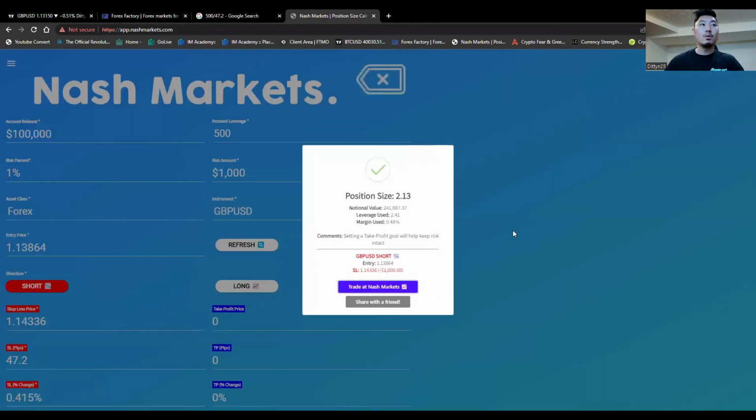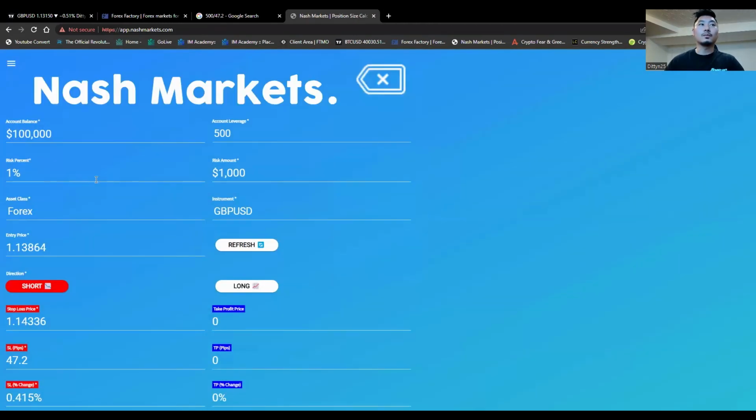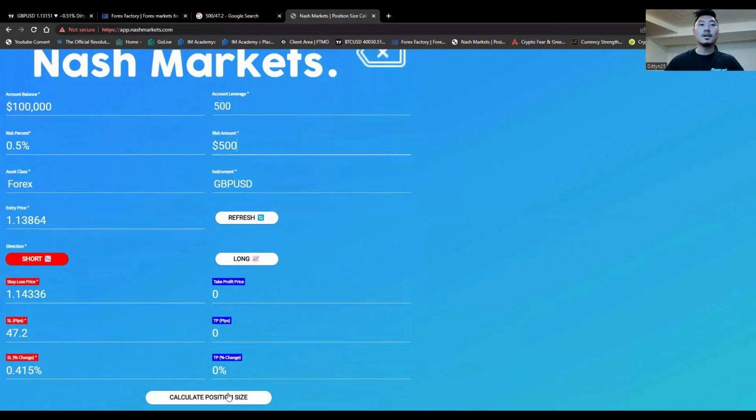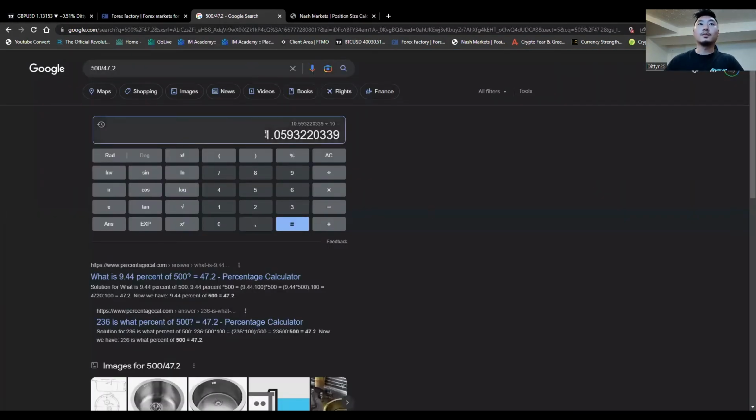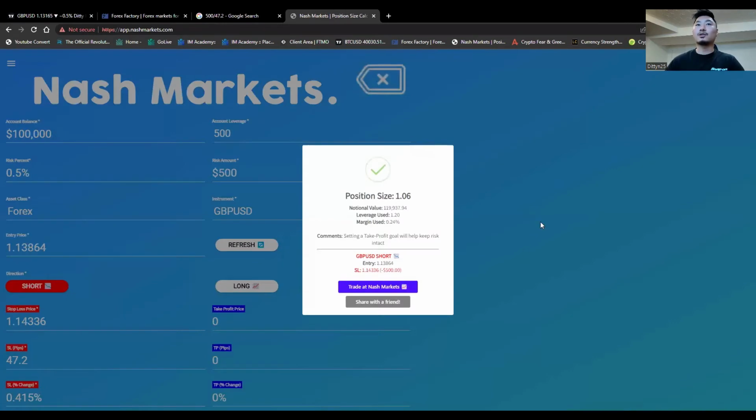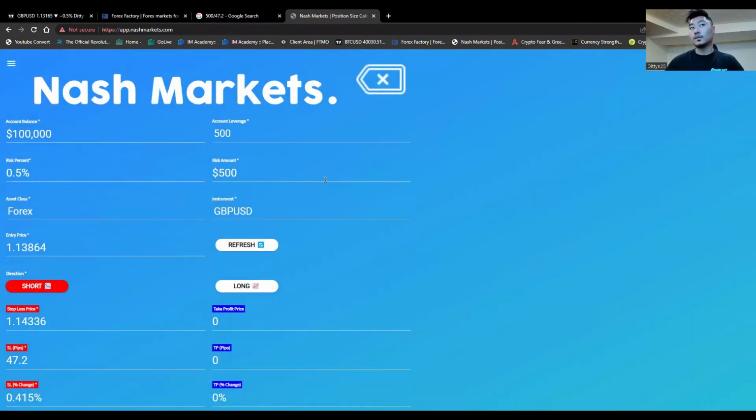Correct. Oh, my mistake, it's 0.5%, which is $500, right? So we're going to do it again, and then boom, 1.06. I gave you the formula. They just take 1.06 here instead of 1.05. That's it. So like I said, you can use Nash Market for Forex, but at least you know how to do the formula.